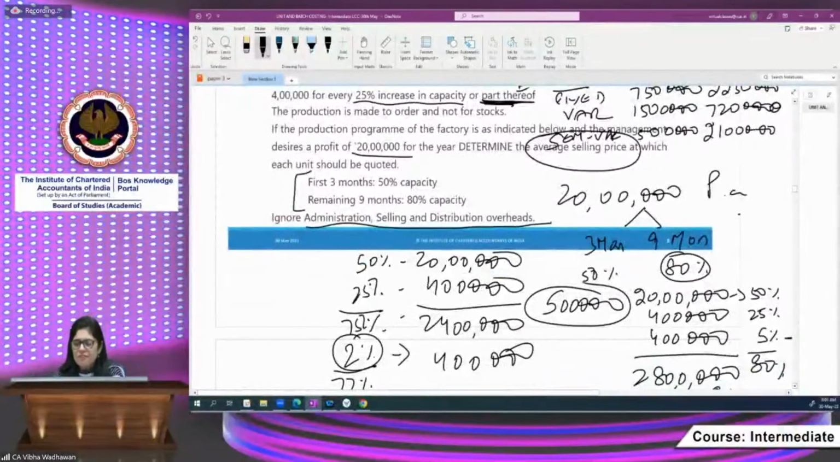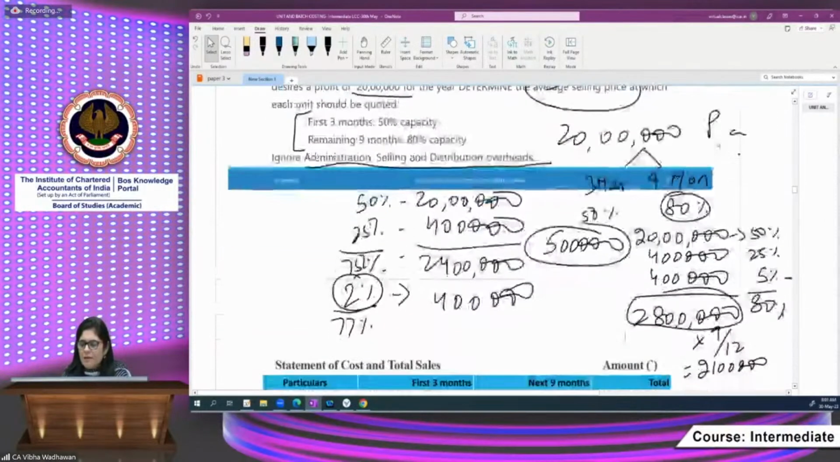For 80%, it is very, very important. For the first 50%, it's 20 lakh. For the next 25%, it's 4 lakh. For the next 5%, again, it will be 4 lakh, because it is written 4 lakh for every 25% increase or part thereof. So even if 1% excess, you have to charge 4 lakh because it's per annum. Clear? So it's 28 lakh per annum. You just do it for 9 divided by 12. It will be 21 lakh for 80% capacity.